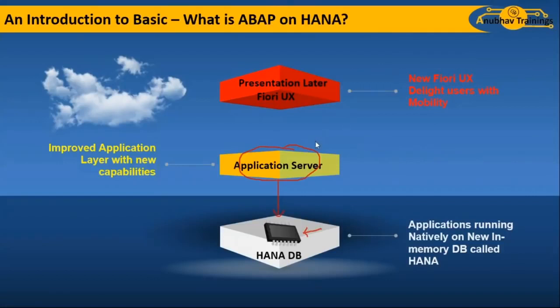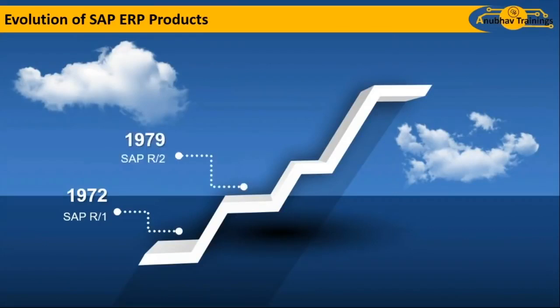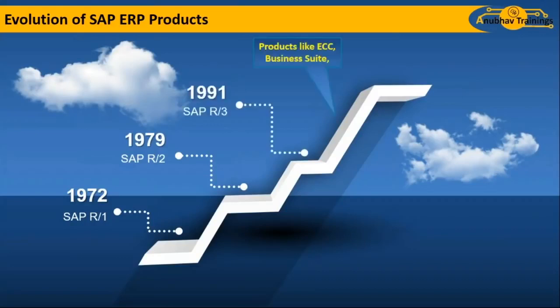Now, let's look at the solution side of it. What has SAP done in the past? SAP has actually improved their product portfolio also in terms of their offerings. So if you see, the first release of SAP was SAP R1 in 1972. And then we had 1979 SAP R2. And then in 1991, SAP introduced SAP R3. R stands for real time and 3 stands for three-tier architecture.